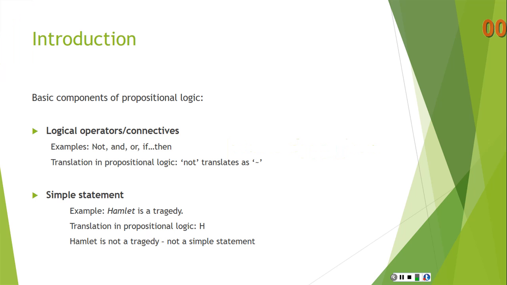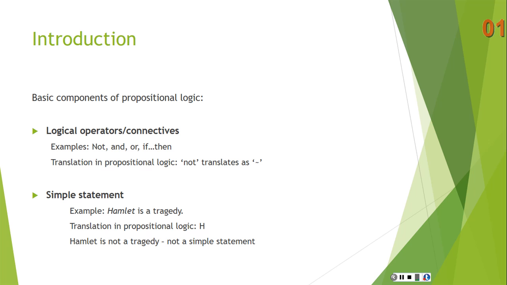So, here's my intro. Here are the basic components of propositional logic: logical operators or connectives, and simple statements. A logical operator or connective in English would be something like not, and, or, if then. These are phrases that you can use to combine or alter statements. So, Obama is president. You could take that statement and combine it with Obama is not president. You could combine it with the word or. Obama is president or Obama is not president. So what we did is we took two simple statements and we combined them using the word or.